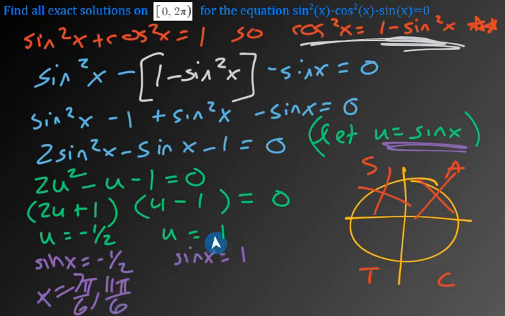And then for this, you're thinking, when is the y value in the unit circle equal to 1, which just pops you up right there. That's the only place you have a y value of 1. So basically, you could get pi over 2.